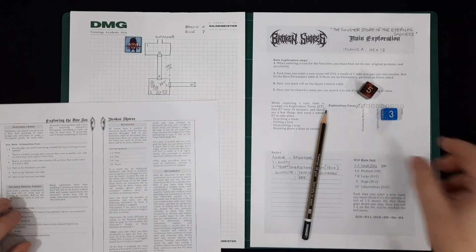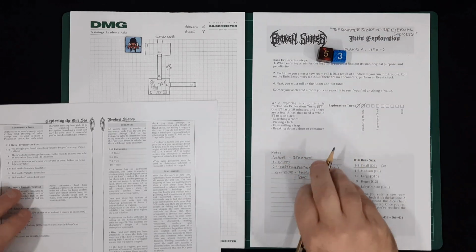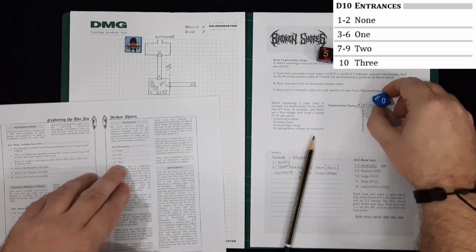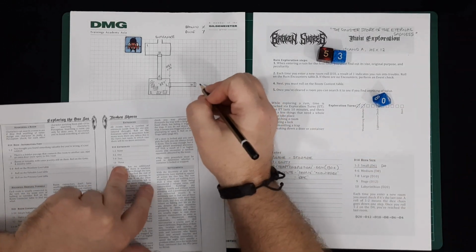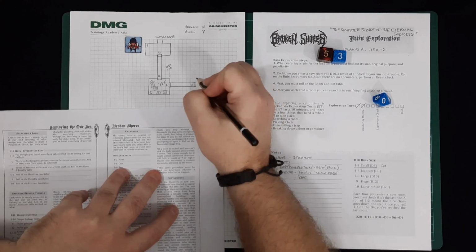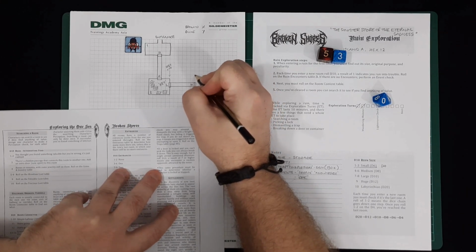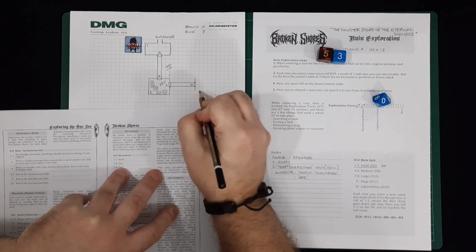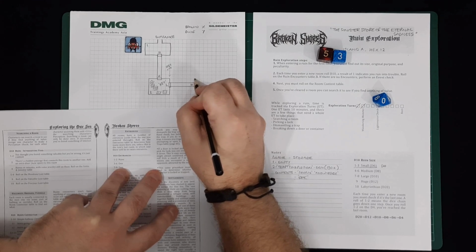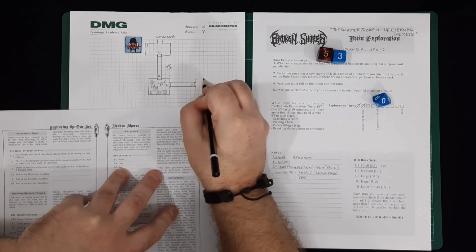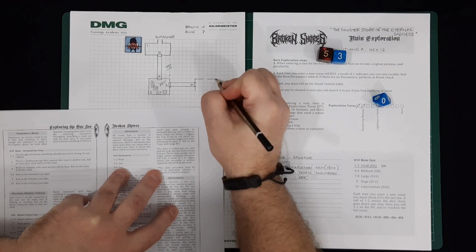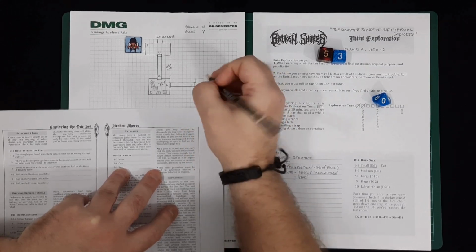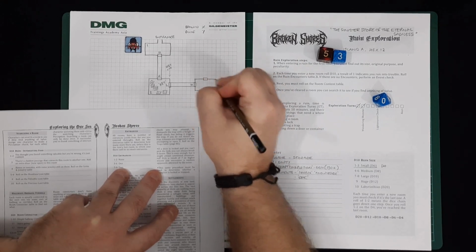Sorry, the room is a 5 by 3. How many exits? 10. 3 exits. And it's a 5 by 3. So we're going to do... like that. 3 exits. So I put 1 in every other room. So 5. Okay. So 3 other exits.